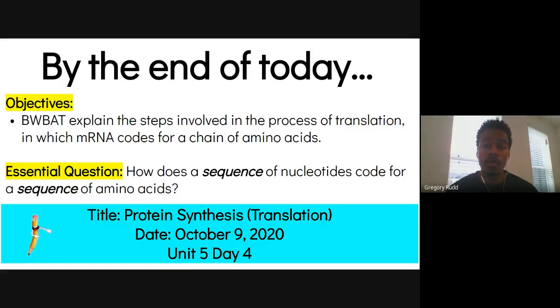I put the word sequence in bold and italicized the word sequence as well because it is so important when we think about structure determining function. In this case, sequence is structure. So if I change the sequence, then I change the function. All right, sequence is so important in this lesson.